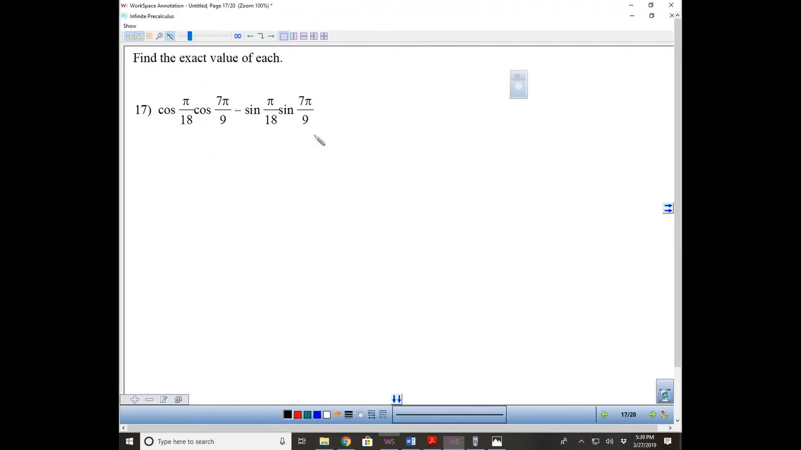All right, so these are already put into a formula. If you start off with two cosines, you're obviously a cosine formula. Since you're subtracting, it's going to be the sum. So you've got pi over 18 plus 7 pi over 9, which gives you the cosine of 5 pi over 6. And if you go to 5 pi over 6, the cosine is negative square root of 3 over 2.